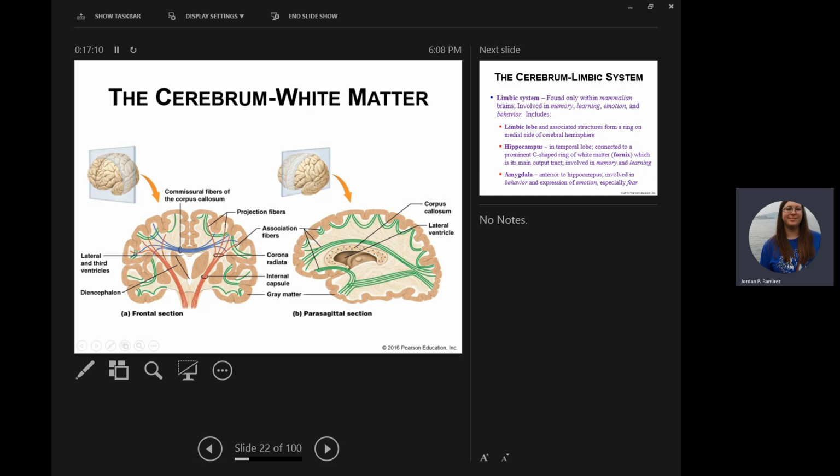Okay, the only one that really connects the 2 hemispheres, right and left, are those commissural fibers shown here in blue. You also have projection fibers, which are actually these red portions here. And then association fibers, which are shown here in green.